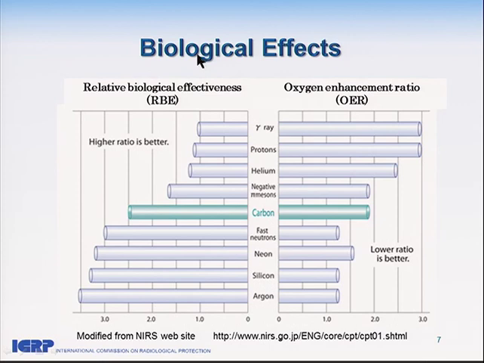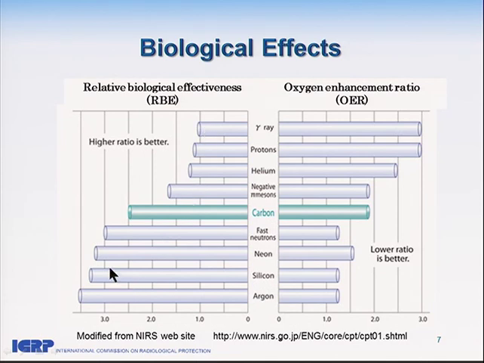This is an example of biological effects of many particles and gamma rays and X-rays. On the left side, this is a list of relative biological effectiveness, RBE, in gamma rays, protons, helium, carbon ion, neon, silicon, and argon. These are the heavier particles which can be used for the treatment. But you can see that as the particle size increases, RBE usually increases, and neutrons also have higher RBE values. This is the relative biological effectiveness.